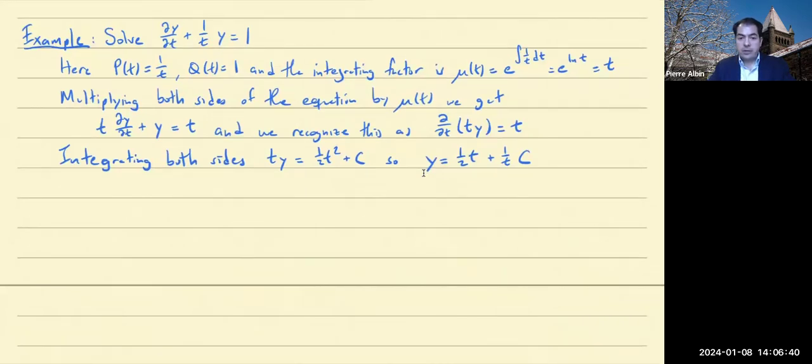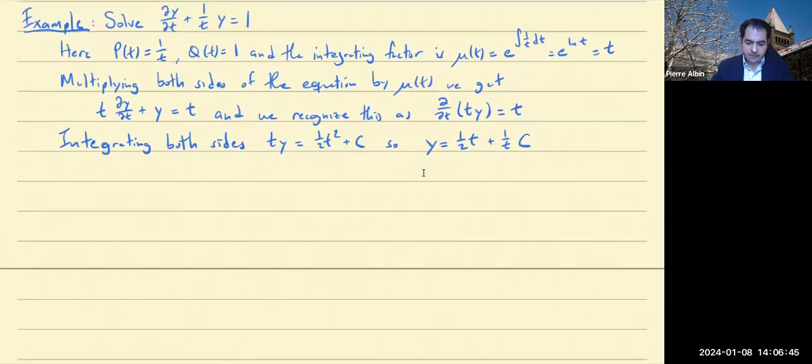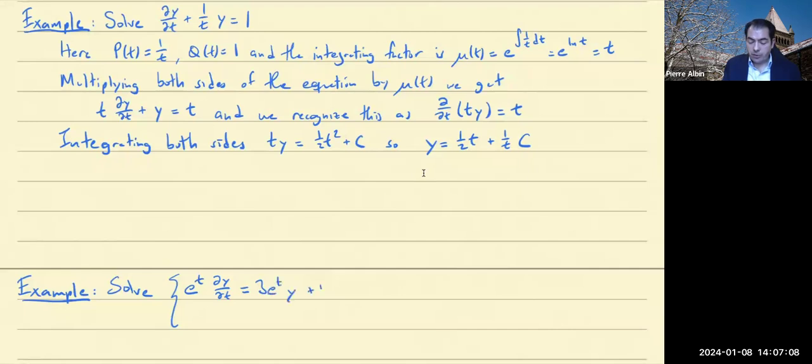Okay, let's solve another one. Okay, say we want to solve the equation. Now this one is an initial value problem. Let's start with e to the t times dy by dt is equal to 3 e to the t times y plus 1, and y of 0 is equal to 1.